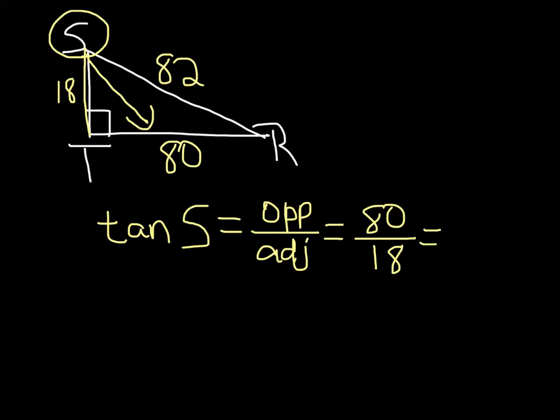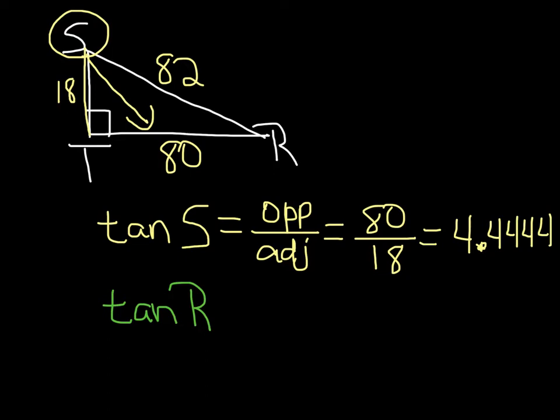So when you divide 80 by 18, you have 4.4444. When we are doing trig functions, it is normal to use 4 decimal places. We round to the 10,000th place.